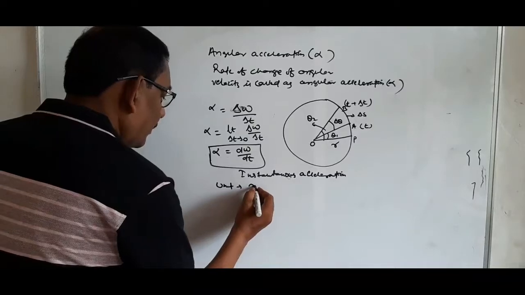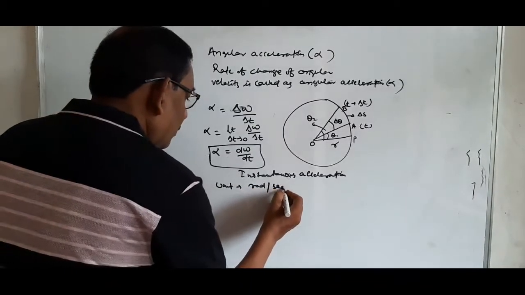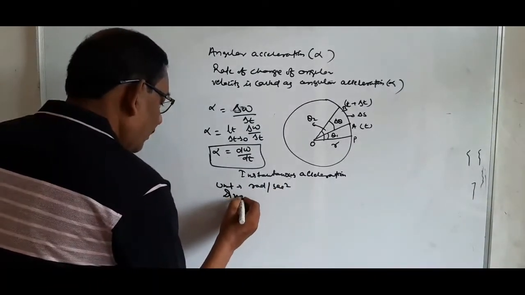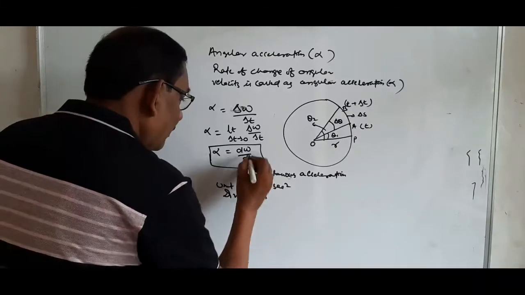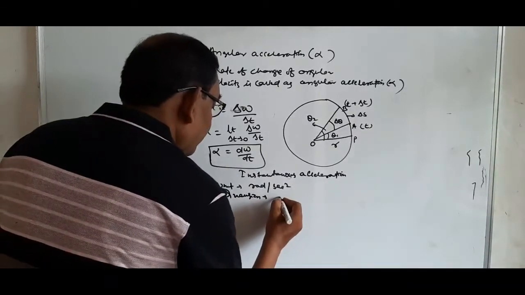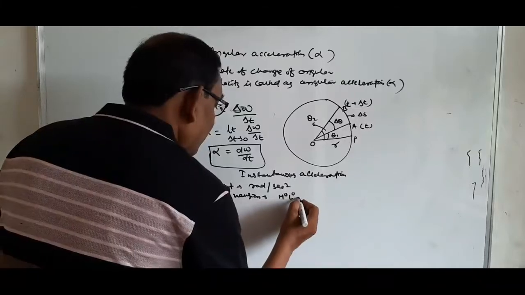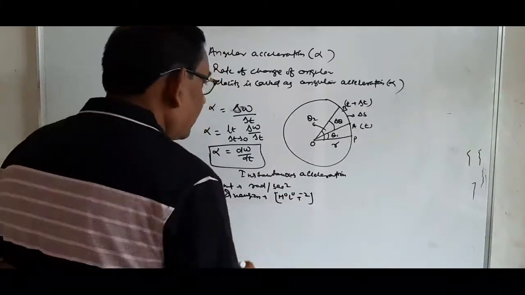Unit: radian per second square. Dimension is M0 L0 T minus 2. Okay.